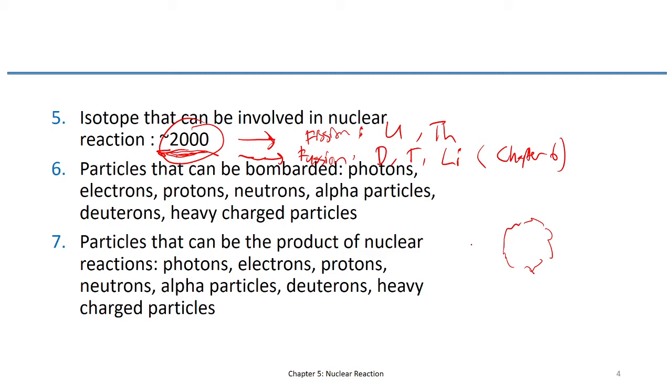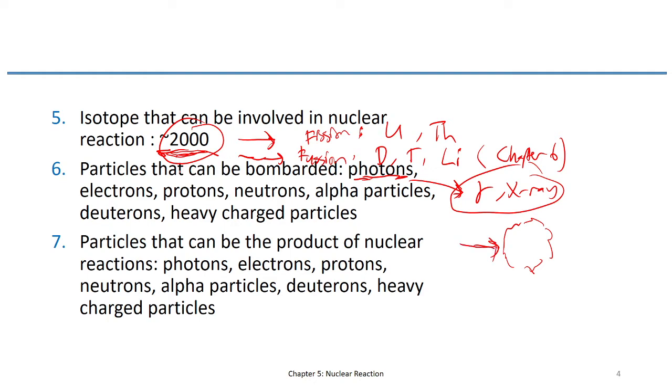You can initiate nuclear reactions by bombarding the nucleus with photons. So it doesn't necessarily have to be particles. It can also be photons, especially gamma rays or X-rays that have very high energy, and only then can you initiate reactions.